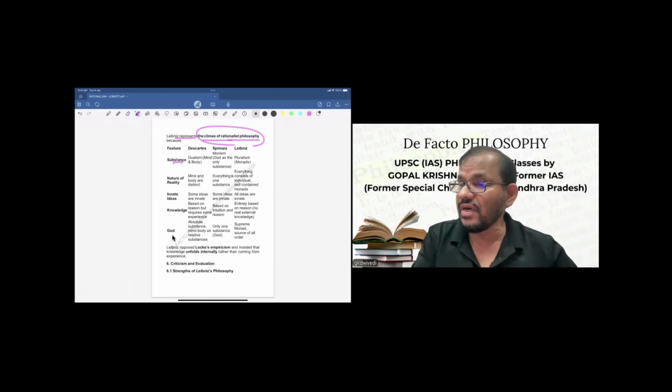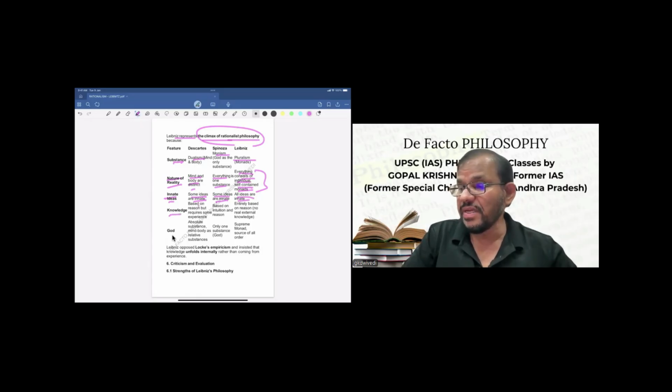Regarding substance, Descartes says dualism, Spinoza says monism, Leibniz says pluralism. What is the nature of reality? Mind and body are distinct for Descartes. Everything is one substance for Spinoza. Everything consists of individual self-contained monads for Leibniz, that is, many. What are innate ideas? Descartes says some ideas are innate. Spinoza says some ideas are innate. Leibniz says all ideas are innate.